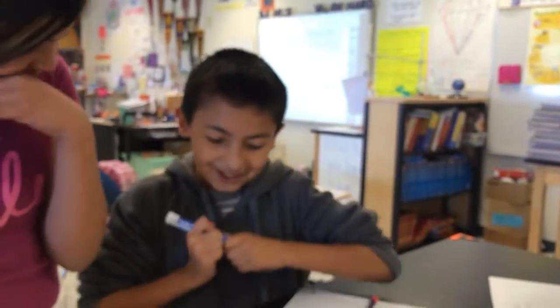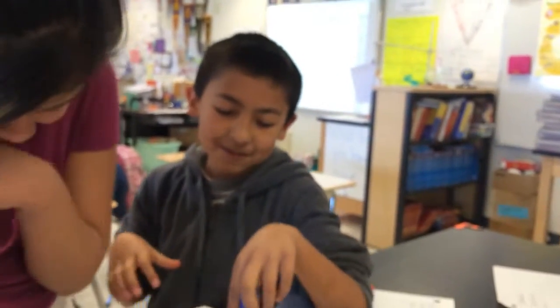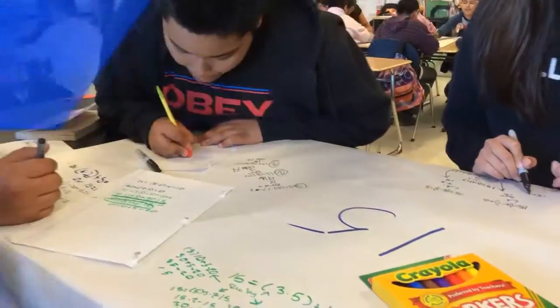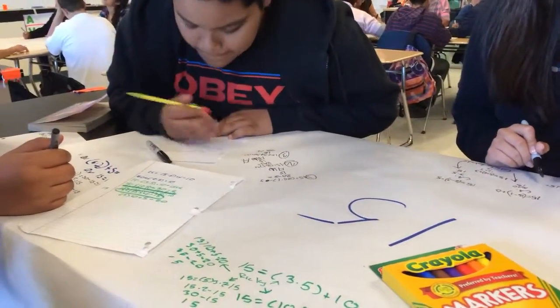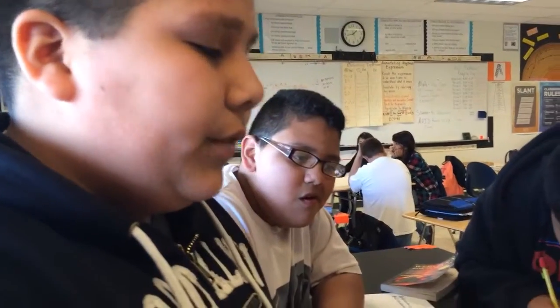What did you do? Alright. 50 plus 5 equals 55 minus 5 equals 50. Good. What are you doing here? We're finding expressions, I think? No, equations that equal 15.